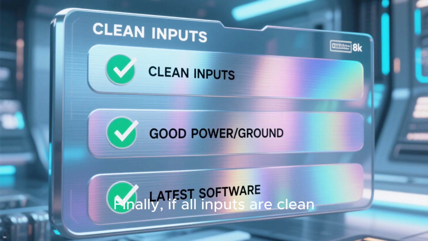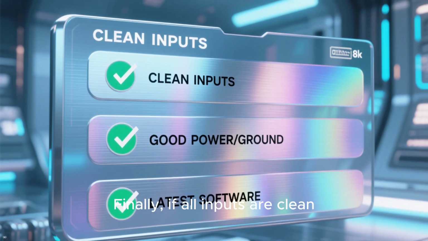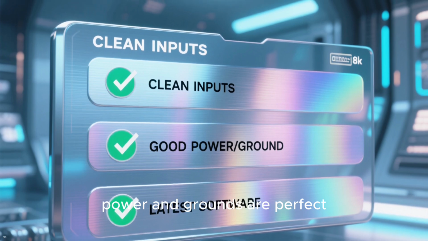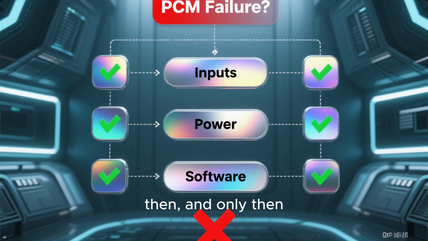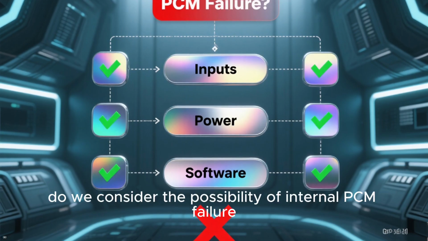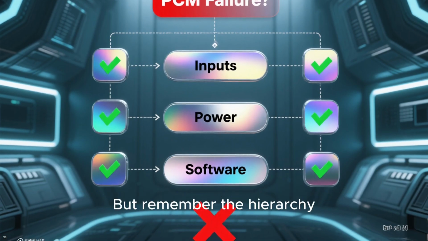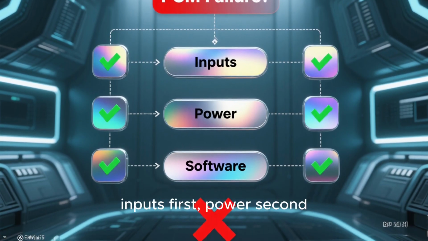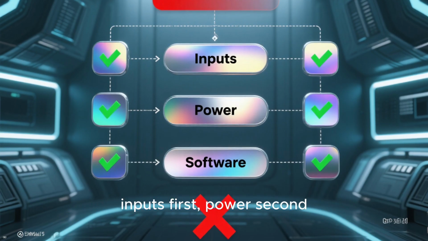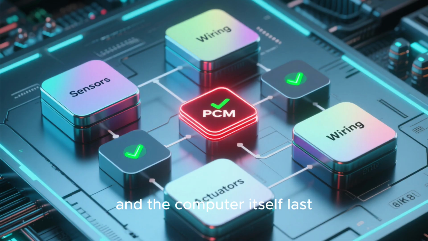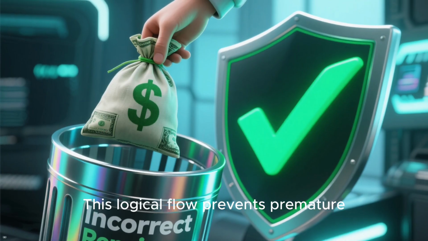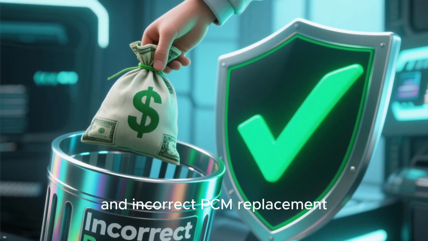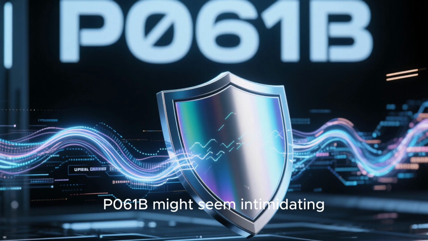Finally, if all inputs are clean, power and grounds are perfect, and the vehicle has the latest software, then, and only then, do we consider the possibility of internal PCM failure. But remember the hierarchy. Inputs first, power second, software third, and the computer itself last. This logical flow prevents premature, expensive, and incorrect PCM replacement.